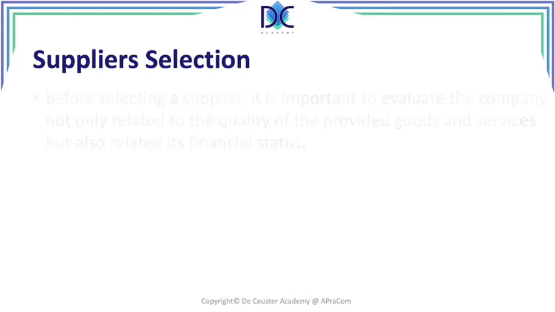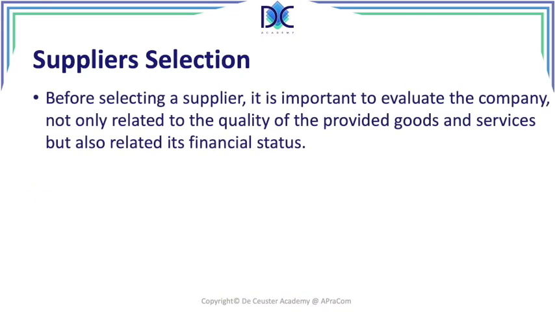Now, when we look at supplier selection, it's very important to look at the ability to provide goods and services with the requested quality, amounts, and time, but also you have to look at the financial status of the company. When you make a deal with a company and you don't know if the supplier is financially doing well, can they pay their invoices and so on?